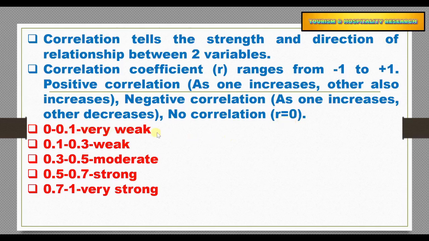These are some of the thresholds recommended by researchers to assess the strength of correlation. From 0 to 0.1, it's very weak. From 0.1 to 0.3, it's weak. 0.3 to 0.5, it's considered moderate. 0.5 to 0.7 is strong, and 0.7 to 1 is very strong correlation.